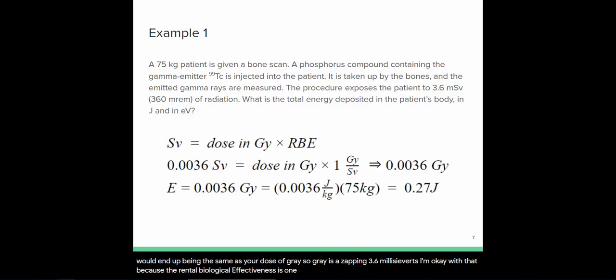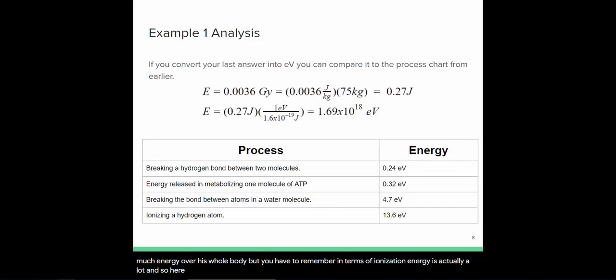So then to find the energy, what we have to do is we take our gray, which is joules per kilogram, and we multiply it by the number of kilograms of the person's body. So this person receives about 0.27 joules of energy from this one dose, which again, joules are not very big. So this isn't very much energy over his whole body, but you have to remember in terms of ionization energy, it's actually a lot. And so here we convert the last answer to electron volts, so that's about 1.69 times 10 to the 18th electron volts. So certainly a lot of action can happen down on the subatomic level.